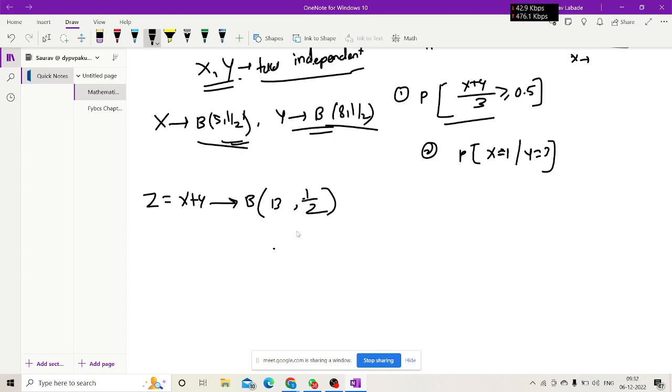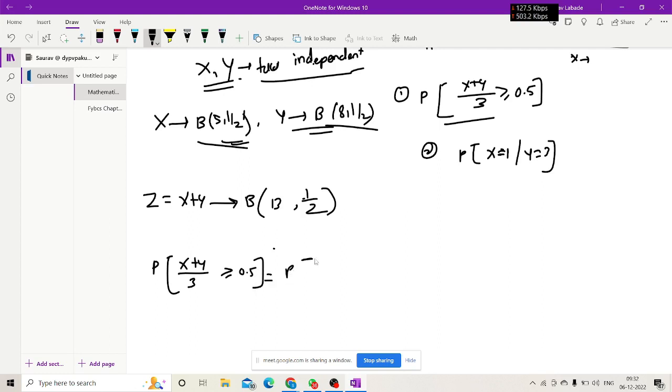And this you can directly formulate, right? So that is 13Cz (1/2)^z (1/2)^(13 minus z). Now, what I have to find is this probability: the probability of (x plus y) divided by 3 greater than or equal to 0.5. This I have to find.